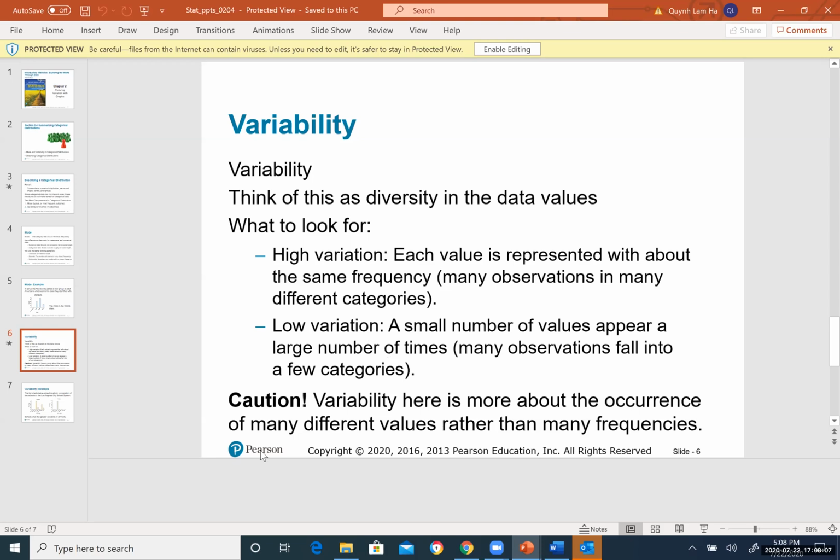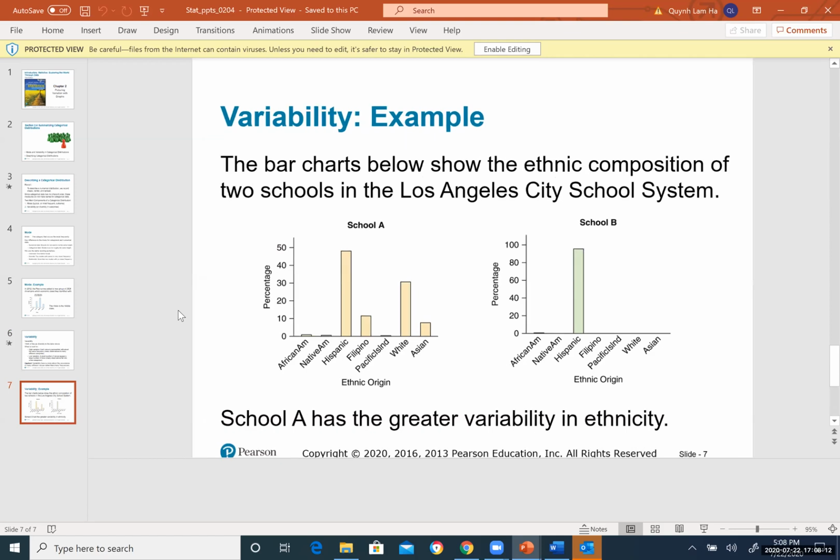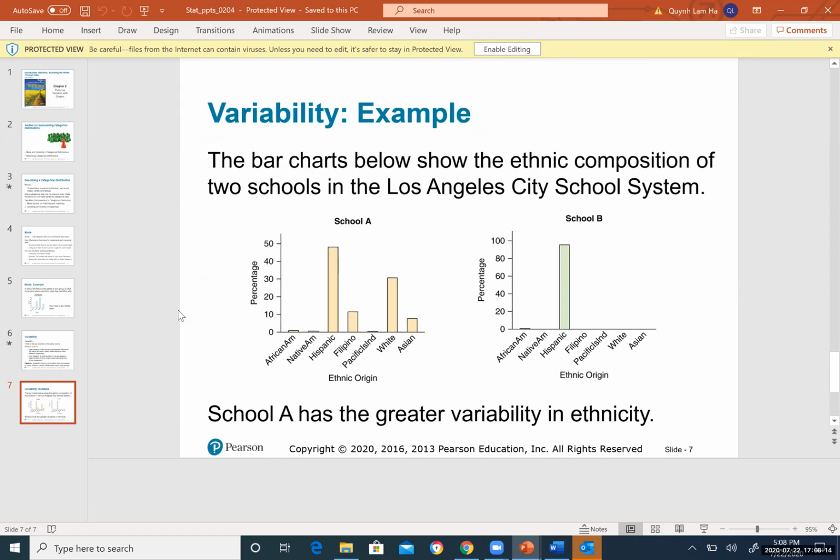So let's look at the example. We have 2 bar charts here. For school A, we have many rectangles, but for school B, we only have 1, 2. And it looks like they are focusing on Hispanic more. So compared to this one and this one, you can tell school A has greater variability in ethnicity compared to school B. That's what it means.